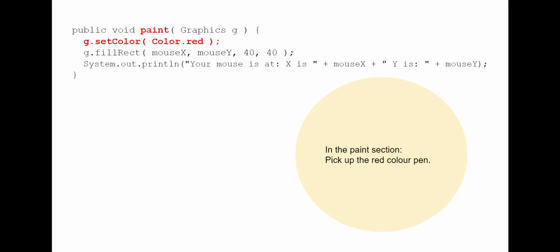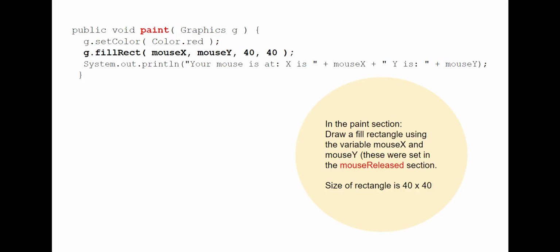In my final section, the paint section, I actually draw the red square on my screen. The first thing I need to do is grab the red color pen using g.setColor. Then I draw my rectangle on my screen using the mouseX and mouseY variables. Remember, I got that information from my mouseReleased method. And the size of my square is 40 pixels by 40 pixels.